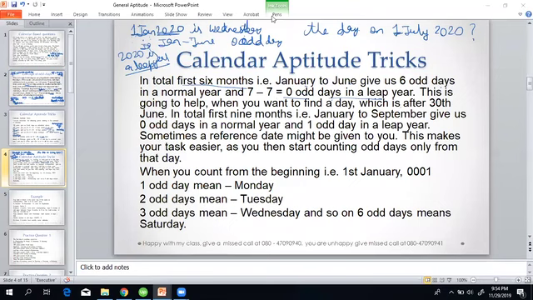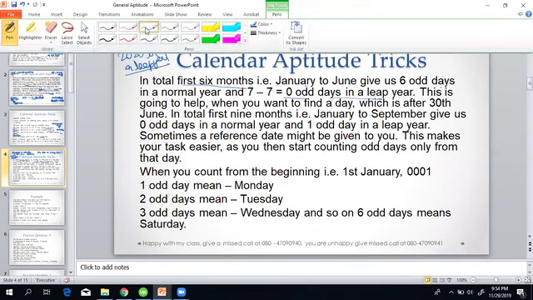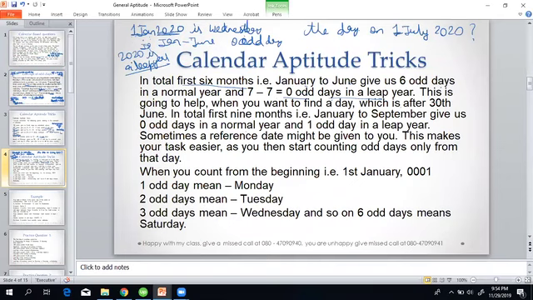Sorry, after Wednesday, when they complete the week, the week will be completed from Wednesday to Tuesday, like Monday to Sunday. So the week will be completed on Tuesday. So the next day will be Wednesday itself, because the week started on Wednesday and ends on Tuesday. So the next week will again start from Wednesday because it is a zero odd day.